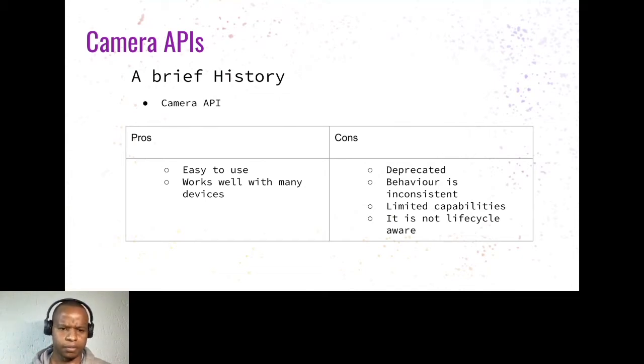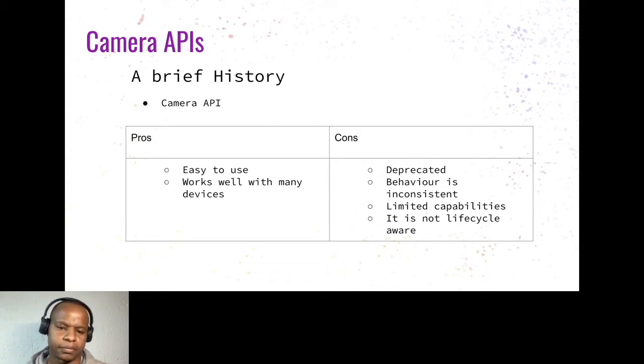So the first camera I'm going to talk about is Camera API, which is the oldest camera API. And I thought a nice way to look at it would be to look at it in terms of pros and cons. So the nice thing about the oldest camera API is that it's easy to use. It's supported on almost all devices, and it works really, really well with many devices.